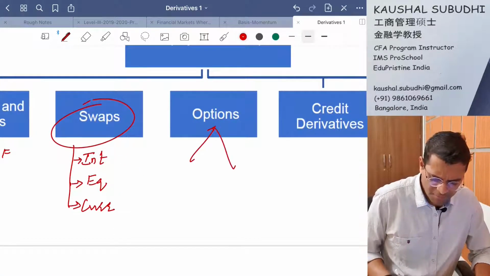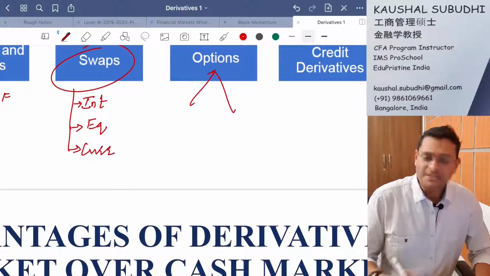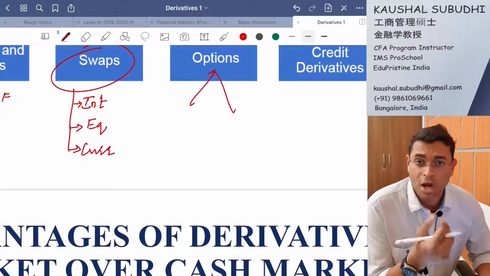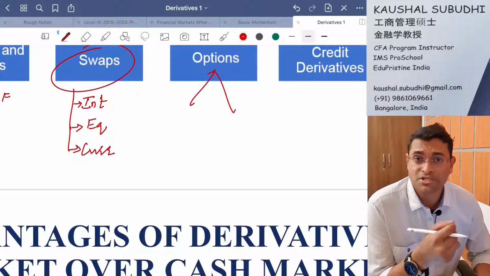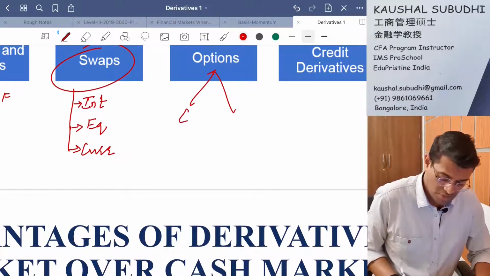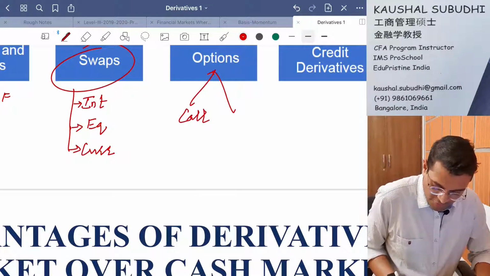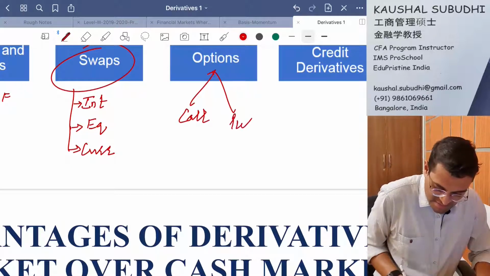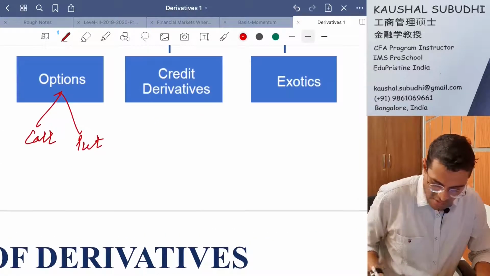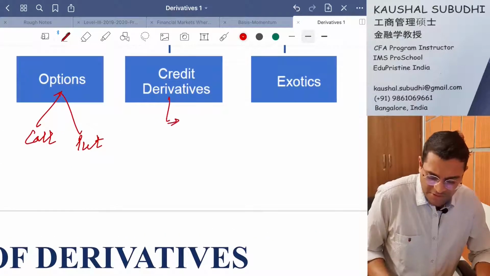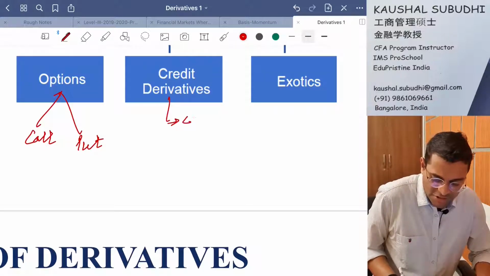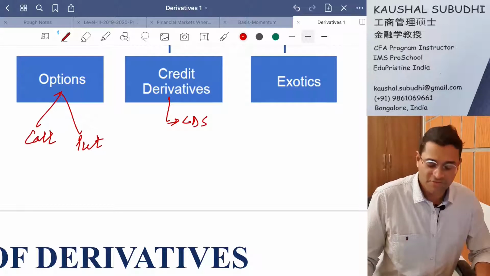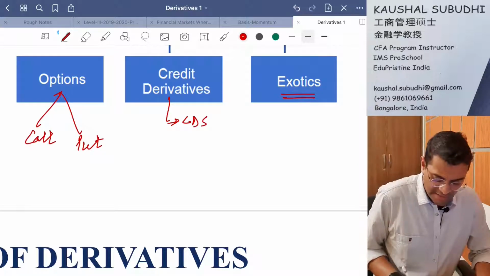And then we have options. We will be dealing in detail about options, where we have two types of options. One is your call option and one is your put option. So there are two varieties of options which is going to be discussed in this session. And then you have the credit derivatives, which is of one type, known as the credit default swap. All these things would be the series of discussions, and in the end there are exotics.